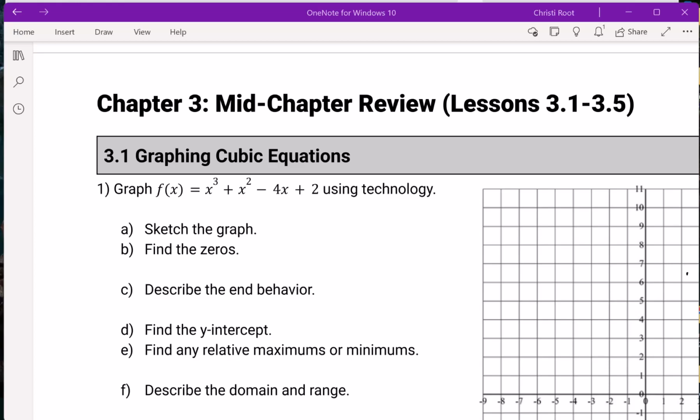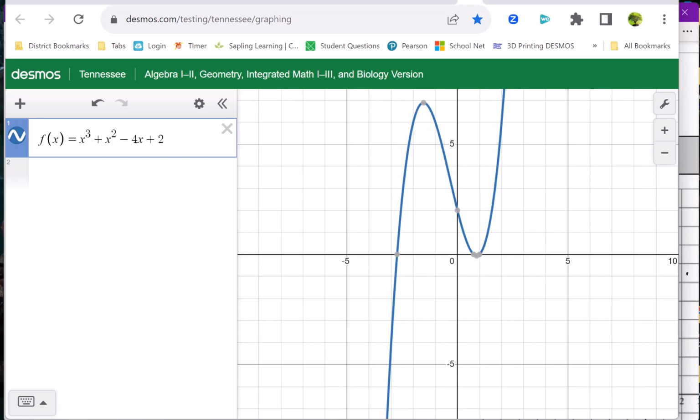This is Chapter 3 Mid-Chapter Review, specifically Lesson 3.1, Graphing Cubic Equations. In review question number 1, it's asking you to graph f of x using technology. I went ahead and graphed this on Desmos, as you can see. What we want to do is recognize all of the important parts or the key features of this graph. Right now I can see that it's got this upcoaster type pattern for my end behavior, but I need to get all of these things.